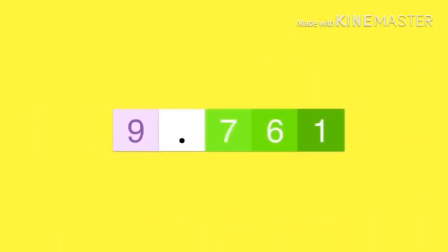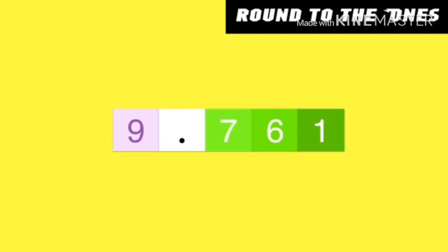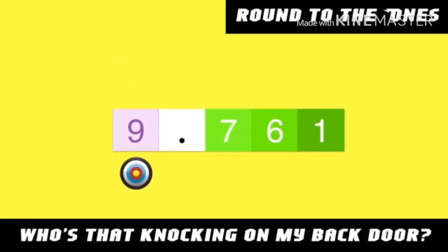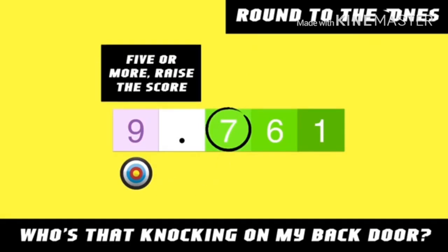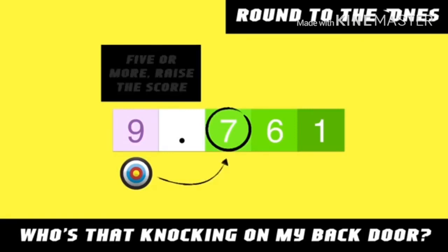Let's look at another number. This time, we are being asked to round to the ones place. Sometimes, this is also said as round to the nearest whole number. The ones place becomes our target. Using the rhyme we learned before, who's that knocking on my back door? 7 is knocking on my back door. Which category does 7 fall under? 4 or less, leave that mess, or 5 or more, raise the score? 7 is greater than 5, so 5 or more, raise the score.